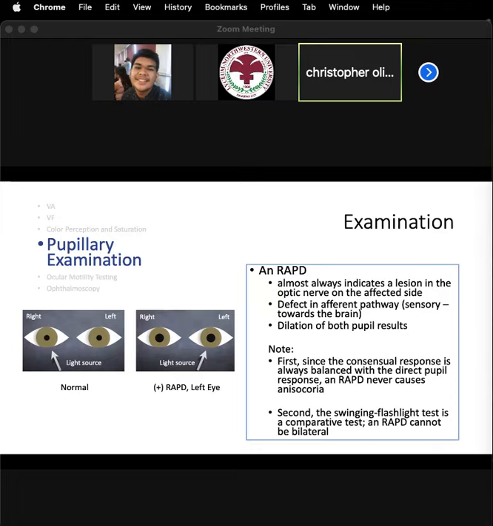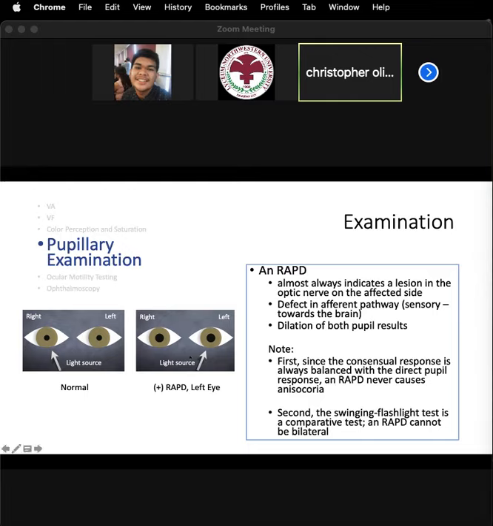So an RAPD almost always indicates a lesion in the optic nerve, on the afferent side. A defect in the afferent sensory pathway towards the brain. It results in dilation. So in this picture, of course, if you shine a light source on one eye, there should be the constriction of the pupil.